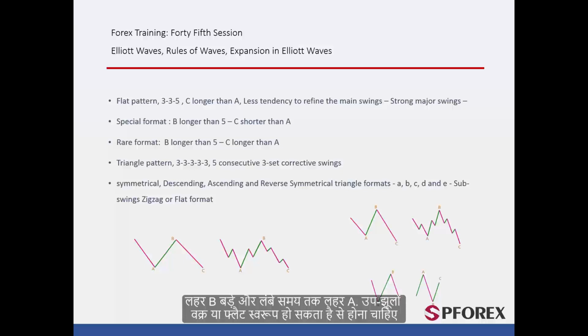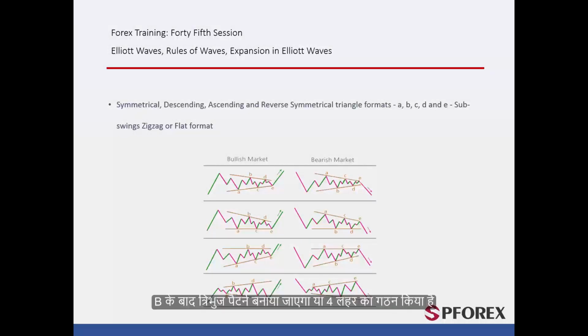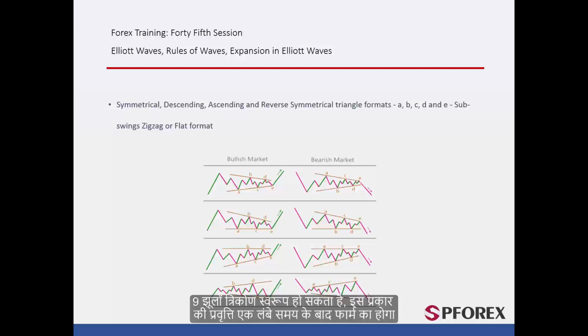Subswings can have zigzag or flat format. Triangle patterns would be created after B or the fourth wave is formed. The triangle format may have 9 swings. Thus, trend will form after a longer time.